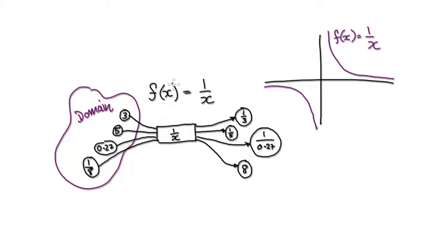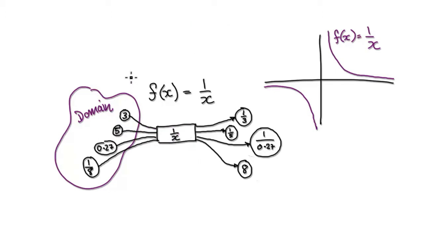But the point is that the domain of a function is what you can put into the machine without the machine breaking down. So is there a number that will break down this machine? Well, if I try and put in the number 0, 1 divided by 0, you're not allowed to divide by 0. So if you try and put 0 into the machine, it will break down. So don't go putting 0 into the machine.